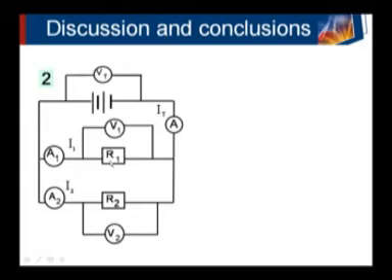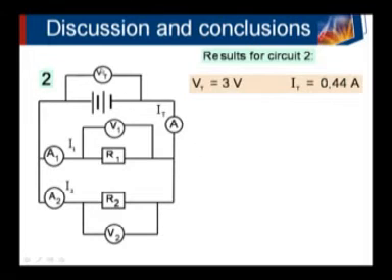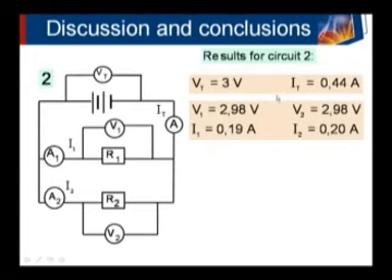When we connected 2 resistors, each of 15 ohms, in parallel, these were the results. The total voltage was again 3 volts. The total current was 0.44 amps. The voltage over resistor 1 was 2.98 volts, and over resistor 2 was the same, 2.98 volts. The current through resistor 1 was 0.19 amperes, and through resistor 2, 0.2 amperes.